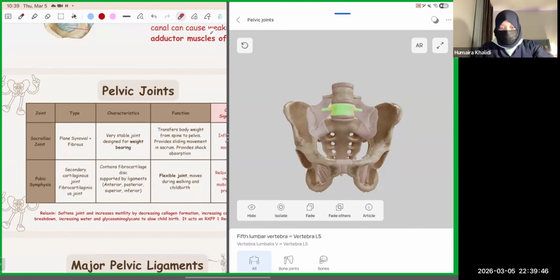Yes, less friction between the bones, so there's more smooth sliding between the joints. That's the reason you have the synovial joint. But the other one, the pubic symphysis, is a fibrocartilaginous joint.